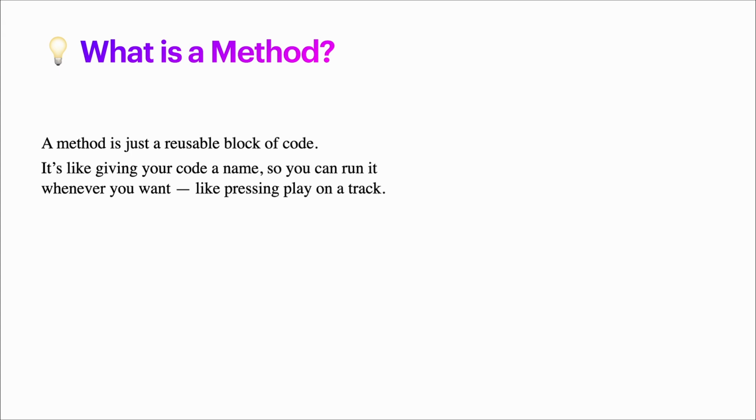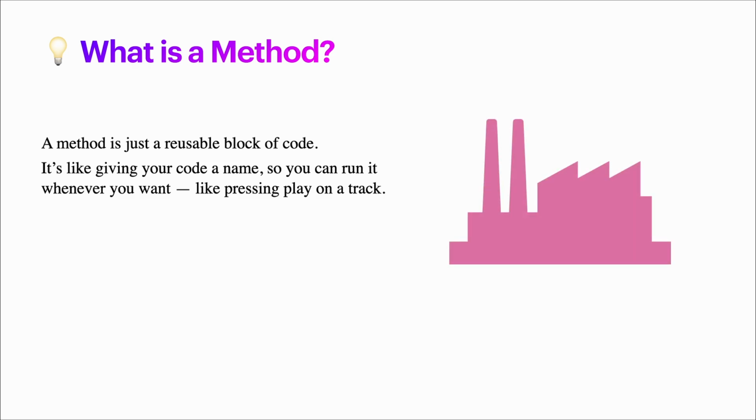Now, a method is a reusable block of code. It's like giving your code a name so you can run it whenever you want, like pressing play on a track. So a method is a reusable block of code. Think about a method like a factory.